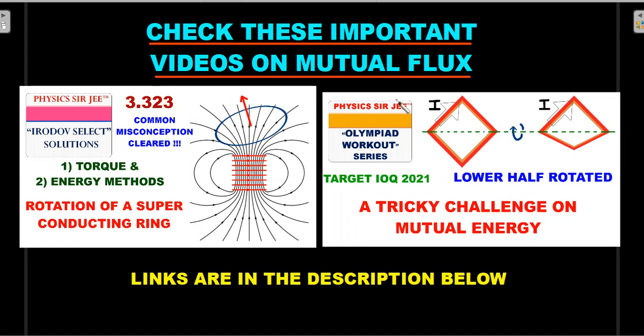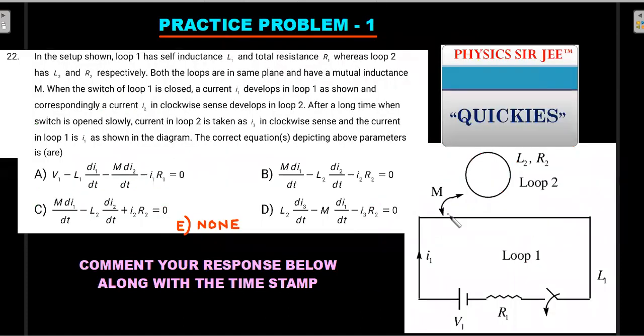The practice problem number 1 has been made keeping that in mind. So this is practice problem 1, where you cannot get away with the wrong assumption of the sign. This I'll answer in the PHYSICSSIRJEE quickies. There is some description of the situation. Loop 1 is this and loop 2 is in the same plane away.